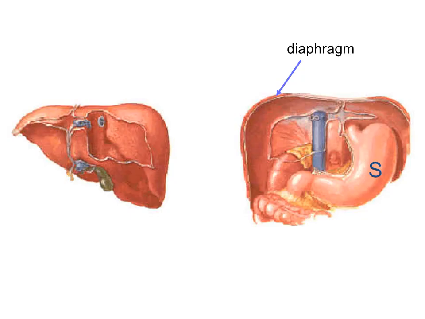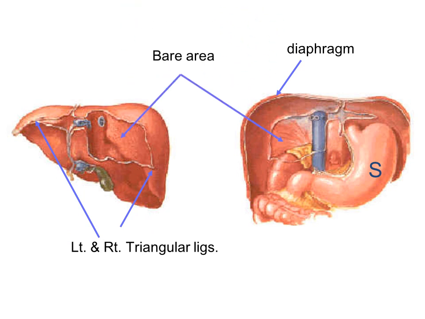Here is the diaphragmatic surface of the liver. We have the right and left triangular ligaments. There is a bare area of the liver. The inferior vena cava also appears here, along with part of the transverse colon and the stomach.